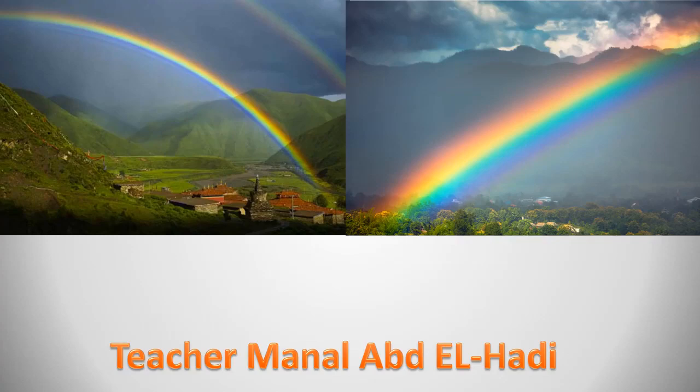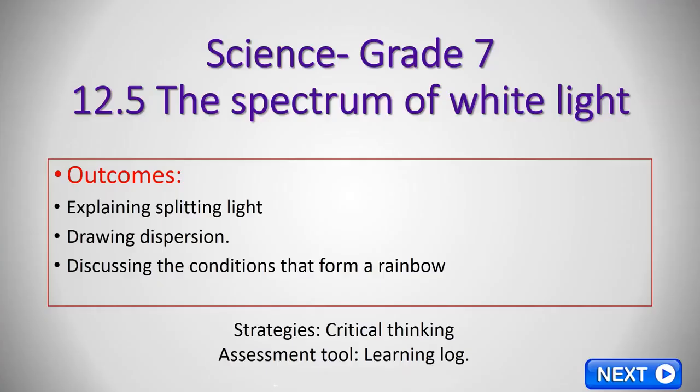I will teach you this lesson, grade 7. Our lesson 12.5, the spectrum of white light. Our outcomes: first one, explaining splitting light, drawing dispersion, and discussing the conditions that form a rainbow. We are on pages 156 and 157.